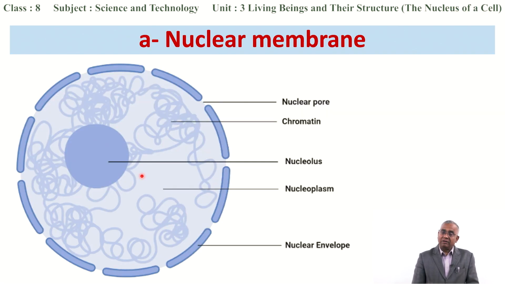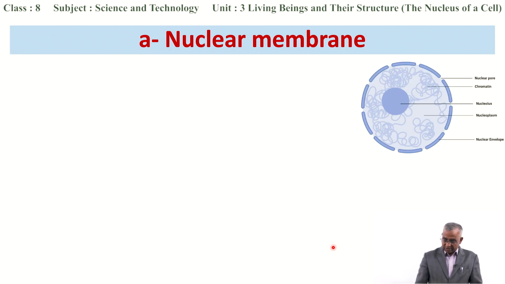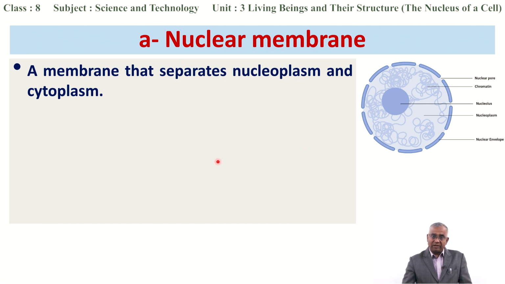At first, the nuclear membrane, which is labeled as what? Nuclear envelope. Same thing. Nuclear membrane, plasma membrane, nuclear envelope, all of them are the same thing. So what is it? A membrane that separates nucleoplasm and cytoplasm. We discussed that nucleoplasm is surrounded by the nuclear membrane, and outside the nuclear membrane there is cytoplasm, and both of the fluids are jointly called what? Protoplasm. Yes, and protoplasm is the basis of life.